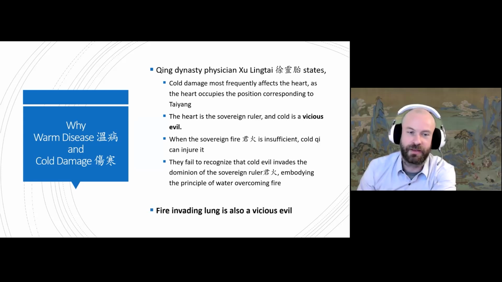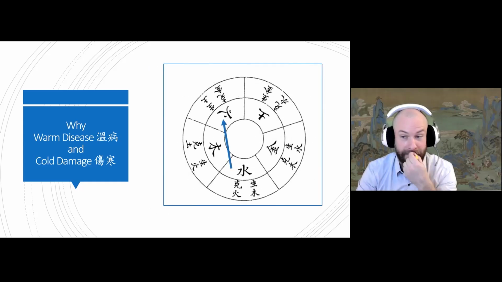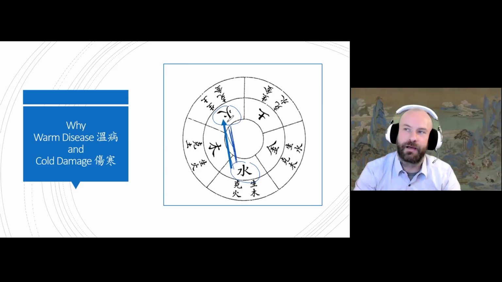So he says that fire invading lung is also a vicious evil. Okay, so what does that mean? When we look at the five phases, we can see that cold damage is this idea of, let me draw, this is water and this is fire. From a five phase perspective, cold damage is fire invading, water invading fire.